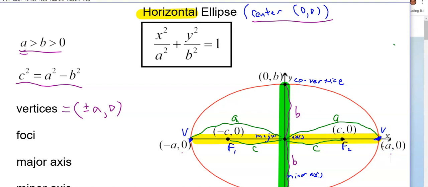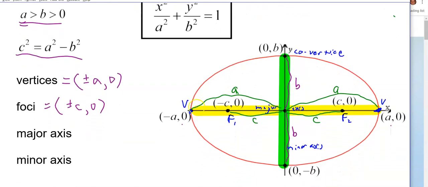The foci are located at plus or minus c, comma 0. The major axis, you can probably tell, from the vertex to the center is A, and from the center to the vertex is A, so this is 2A. And the distance of the minor axis, the green line there, is B plus B, or 2B.